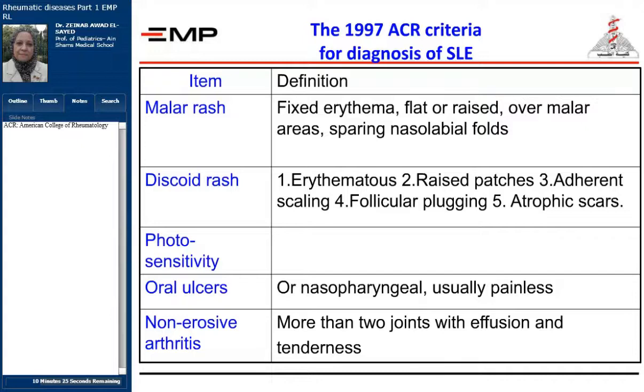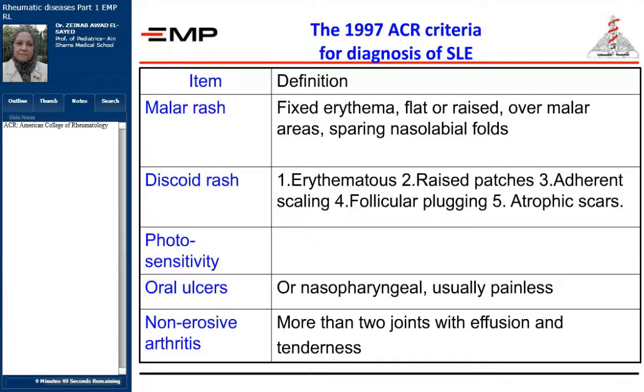The discoid rash is another form of rash seen in systemic lupus. It's an erythematous rash appearing in the form of patches that have adherent scales on top, and it's follicular and may leave atrophic scars. Photosensitivity, as the name implies, is a reaction and inflammation of the skin with redness, maybe blistering, when the patient goes out in the sun. Oral ulcers are usually painless, and you might also find nasopharyngeal ulcers, either this or that.